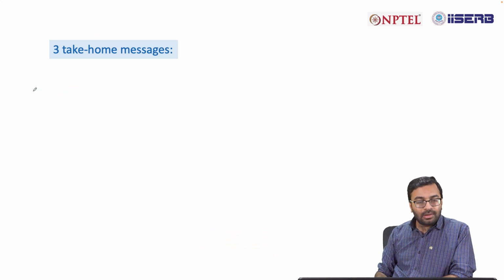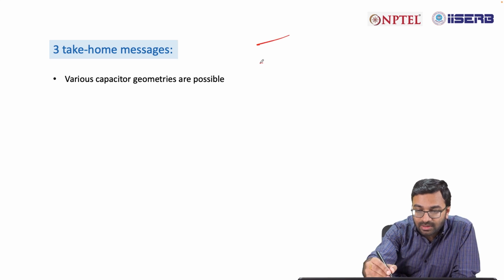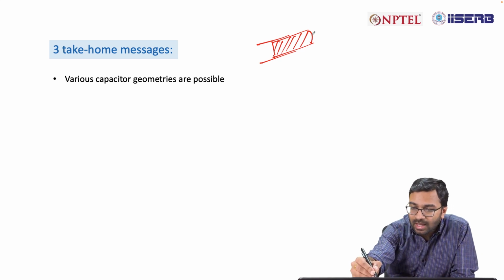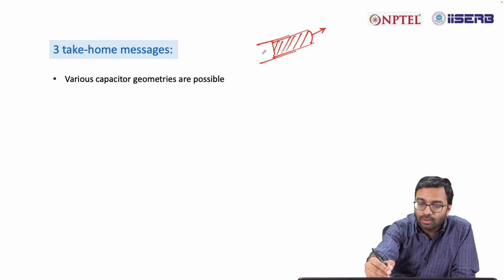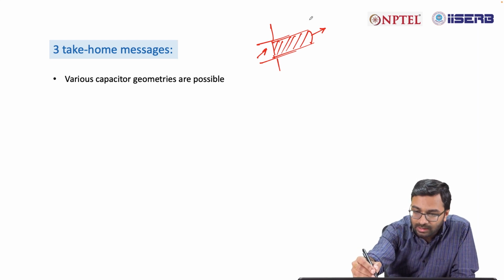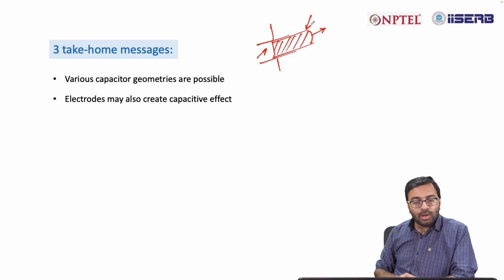So, there are 3 take home messages in this lecture as well. The first one is that various capacitor geometries are possible. We have seen that you will find a capacitor geometry where the dielectric material is movable. If this dielectric material deflects from its original position, then the total capacitance value will give you the position of this dielectric material. This can be an indicator of various different things.